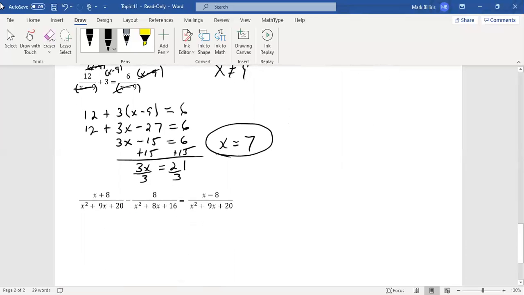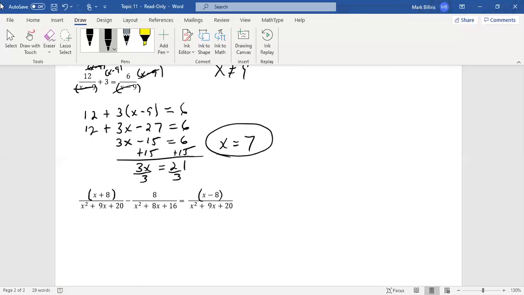Our next problem, we have x plus 8 over x squared plus 9x plus 20 minus 8 over x squared plus 8x plus 16 equals x minus 8 over x squared plus 9x plus 20. So the first thing that you want to do is put parentheses around the binomials, and then we're going to factor the denominators.